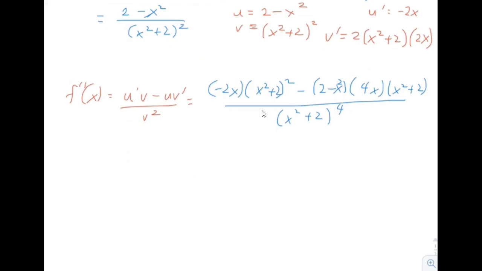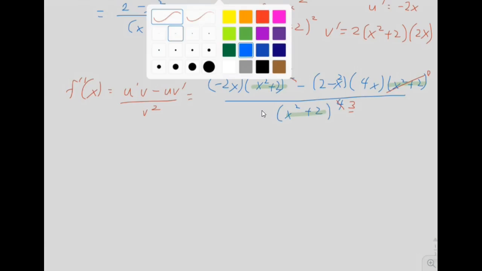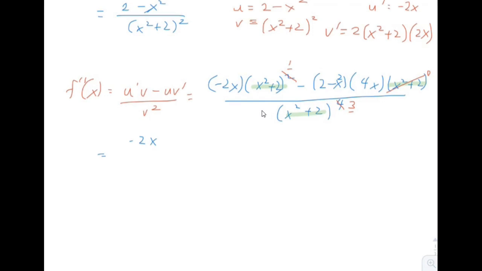Okay, now we're going to cancel out some things. So, for example, here we have x squared plus 2, x squared plus 2, x squared plus 2. So we're going to get rid of one x squared plus 2 from here, one from here, and one from here. And then we'll end up with to the first, to the third, and to the nothing. Okay. So that's going to give us, let's see, negative 2x times x squared plus 2 minus 2 minus x squared times 4x divided by x squared plus 2 to the 3rd.